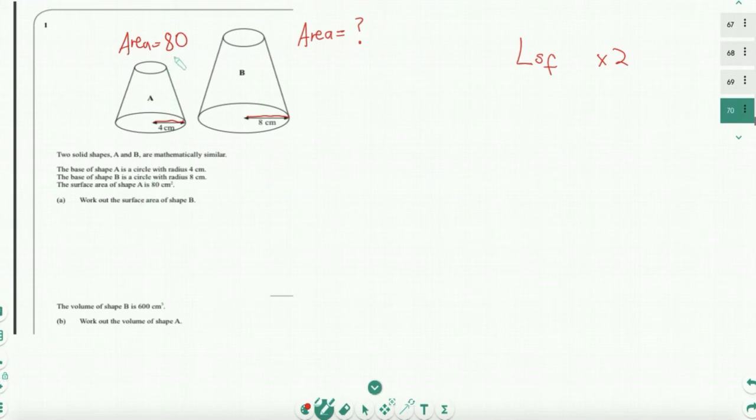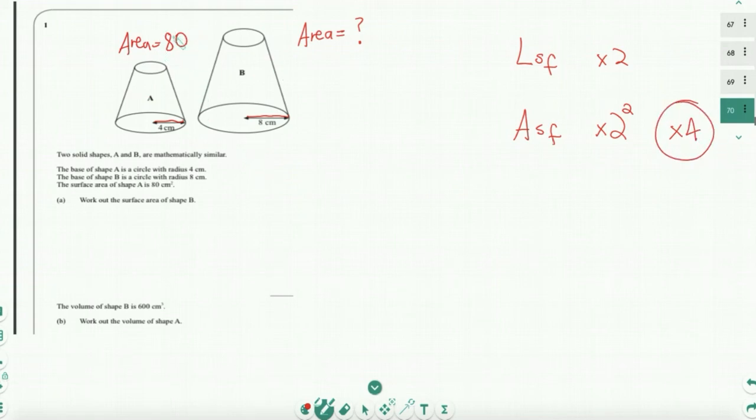Now, to find the missing area, we've defined our area scale factor. So if our length scale factor is times 2, remember, guys, the area scale factor will be the length scale factor squared. So basically the area scale factor is times 2 squared. 2 squared is 4. Our area scale factor is times 4.